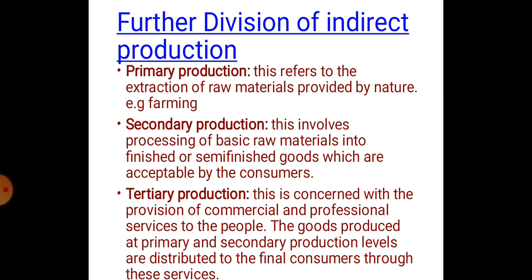Other examples include farming, hunting, quarrying, mining, etc. All of these activities are found under primary production.